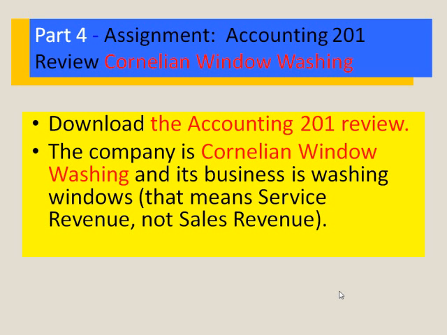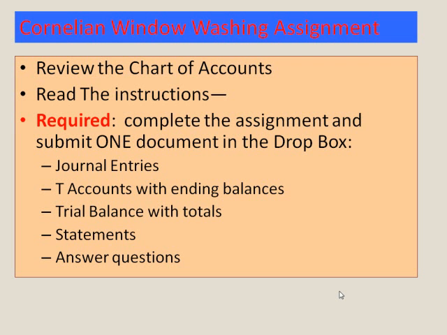This company is Cornelian Window Washing, and its business is washing windows. So it's not selling a tangible product, it is selling a service. So you will use service revenue for this and not sales revenue. As you look at your handout on screen, or if you've printed it out, please download the assignment so that you can type in your answers and upload it and send it back to me in the Dropbox.